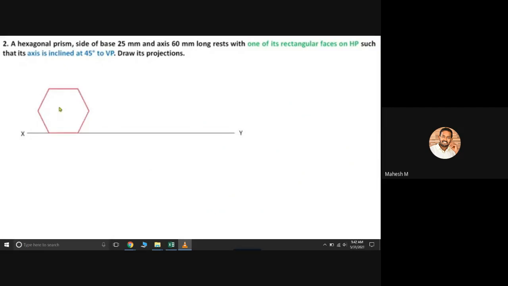If it is a front view, you have to name it as a dash of 1 dash. Next b dash of 2 dash, and next c dash of 3 dash. Next d dash of 4 dash, e dash of 5 dash, and f dash of 6 dash.